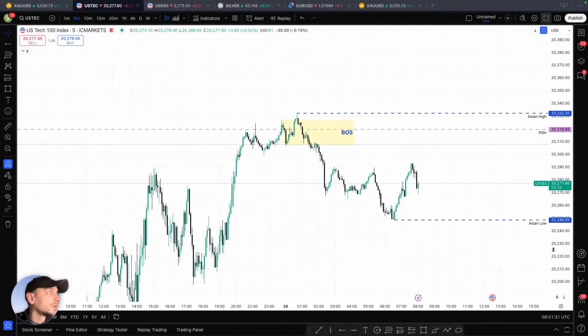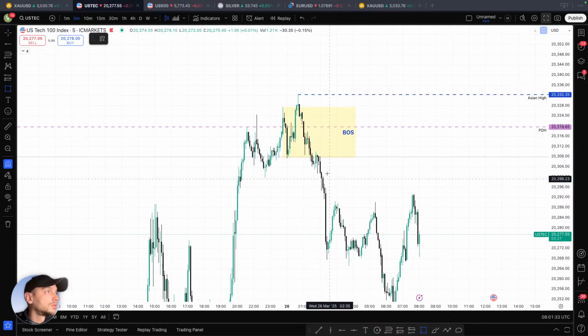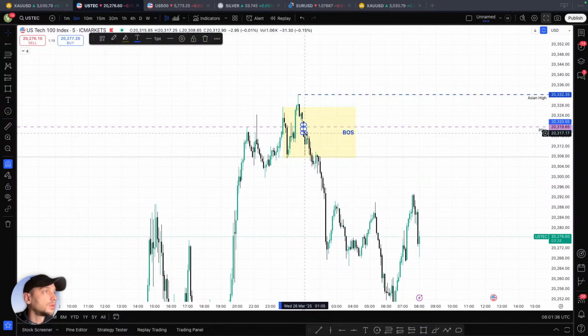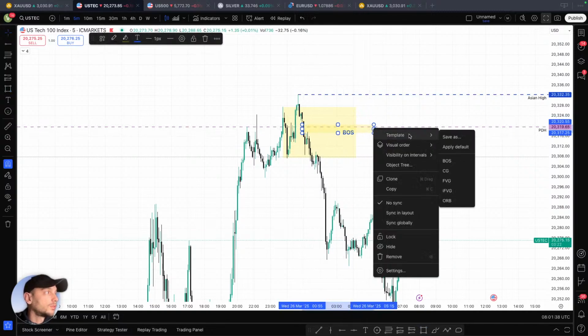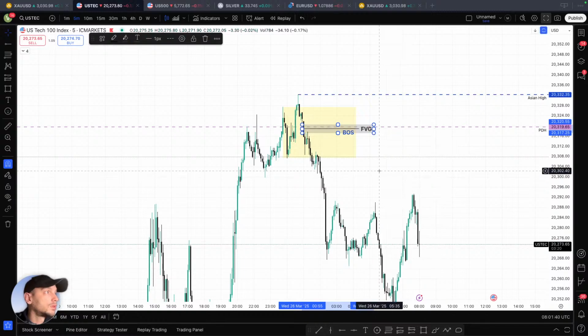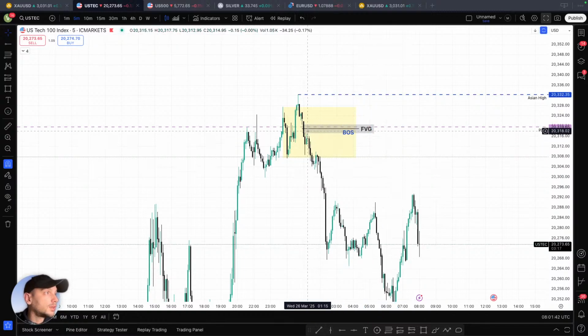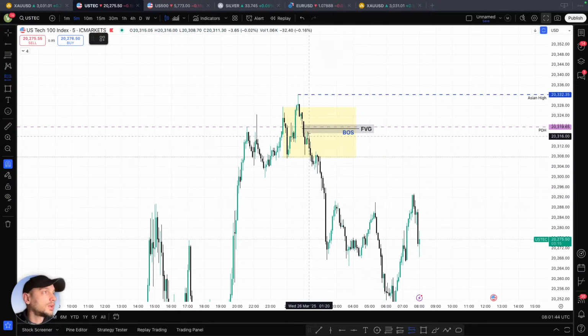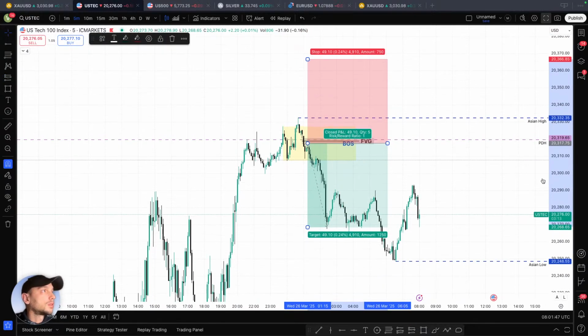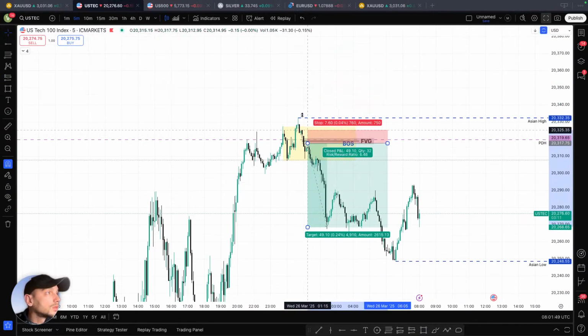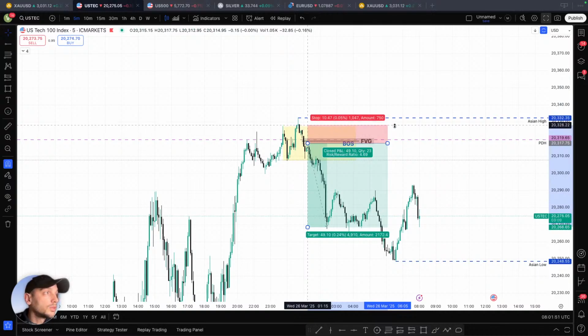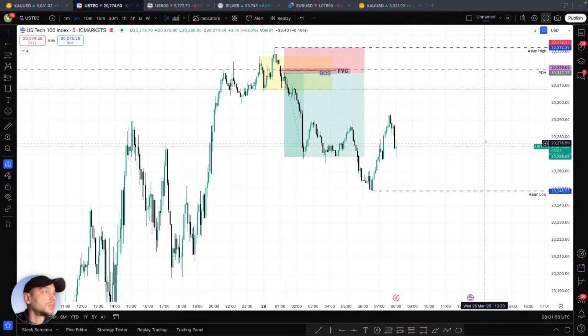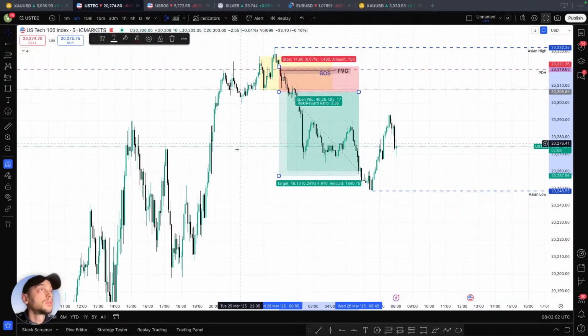Boss. In this breaker block, we have a fair value gap. If you don't know what a fair value gap is, watch my video. And we retest this fair value gap. This is where we should enter. Right? Our stop loss, you can put it above the breaker or above the previous highs. Let's put it above the previous highs. We already have 3R.